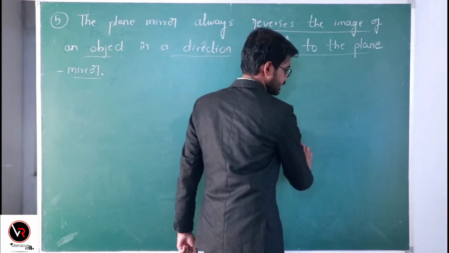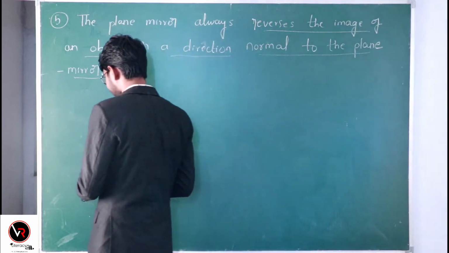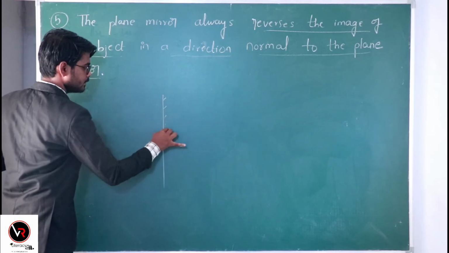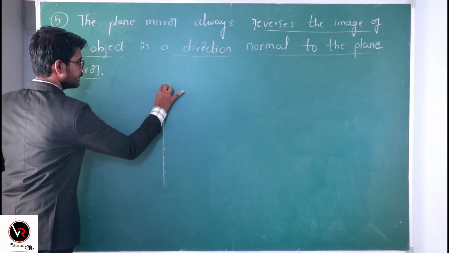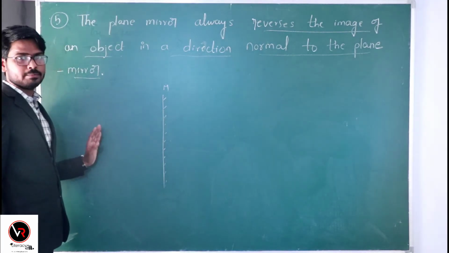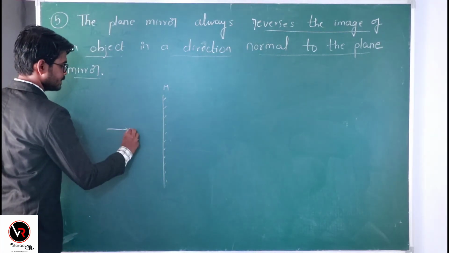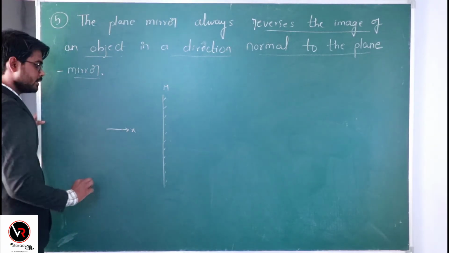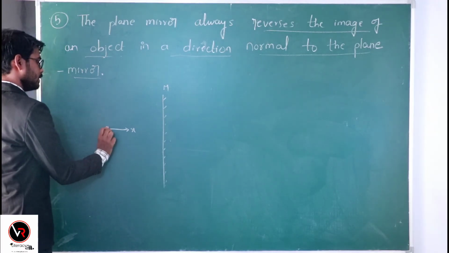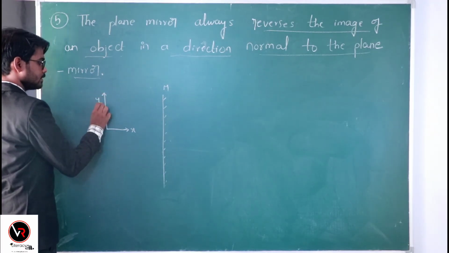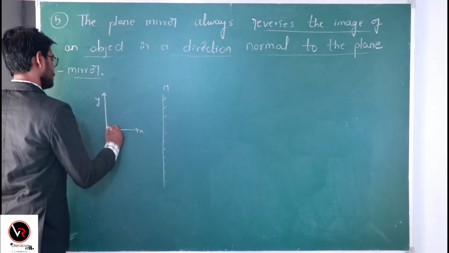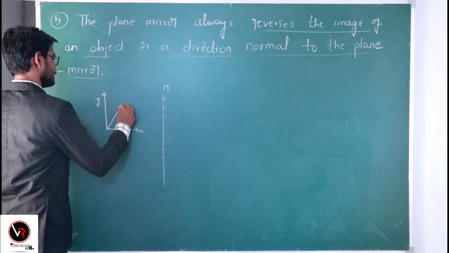Let us discuss another example regarding this. See here, this is the plane mirror which is kept vertically, and this plane mirror is parallel to the YZ plane. Let us consider the Cartesian coordinate system, that is the x, y, z axis coordinate system. For example, this is the x axis, this is the y axis, and this is the z axis.